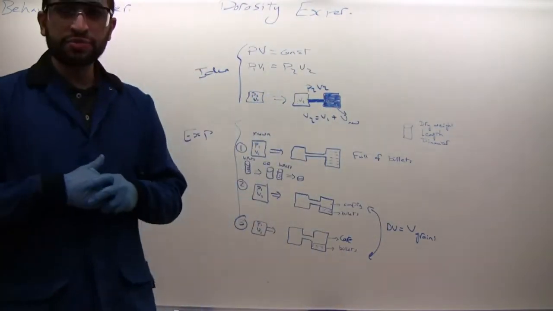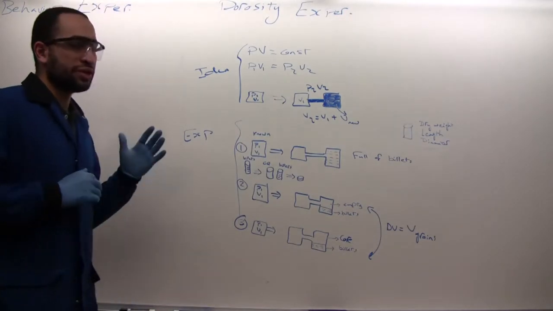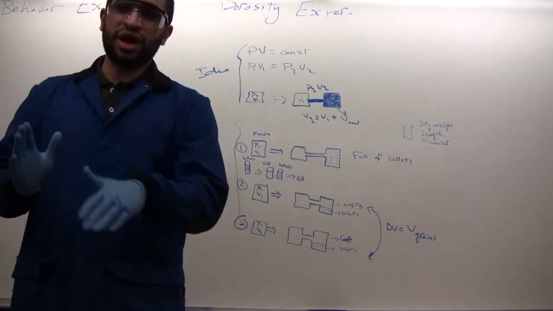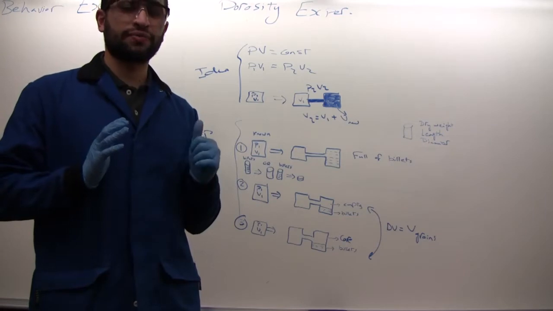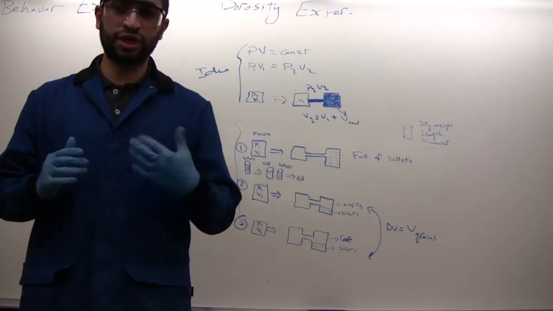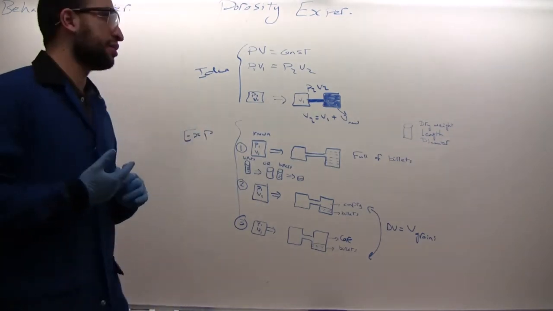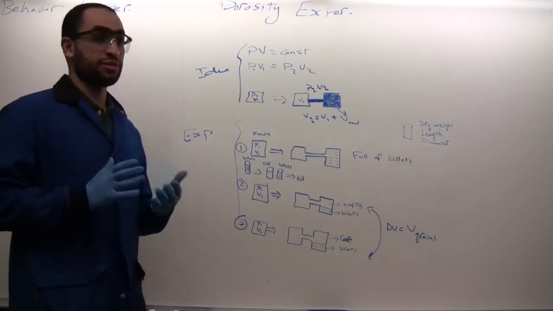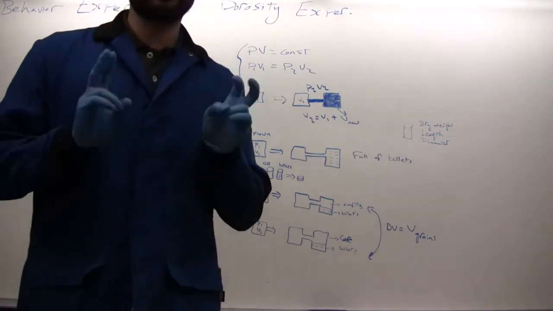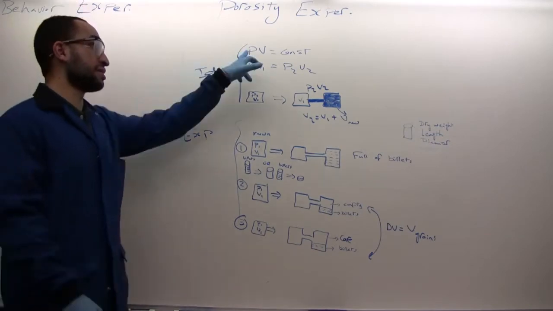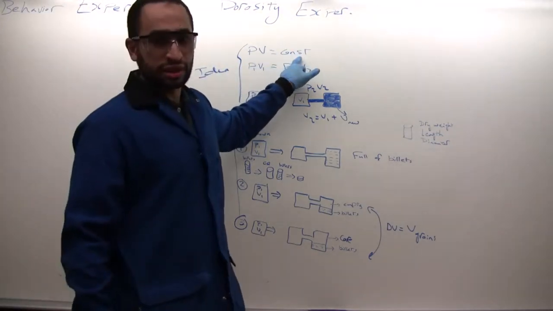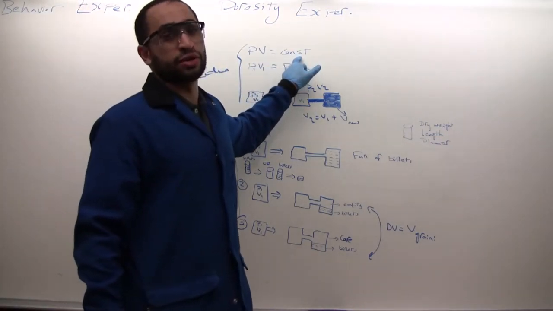So in the porosity experiment, the system that we have is called a gas porosimeter, or helium porosimeter. The principle of work depends on Boyle's law. And Boyle's law states that PV is constant as long as we preserve isothermal conditions.